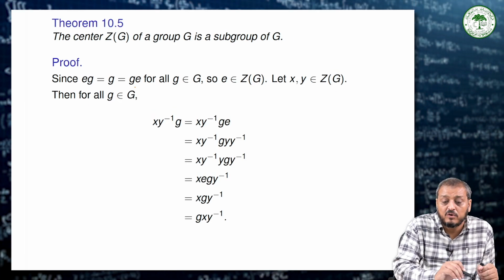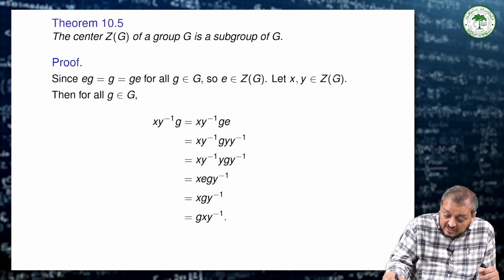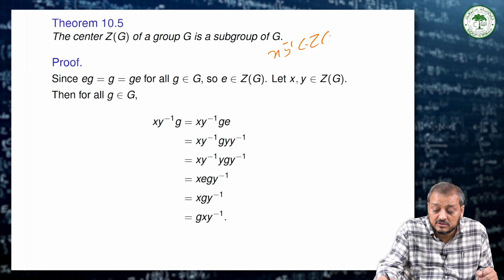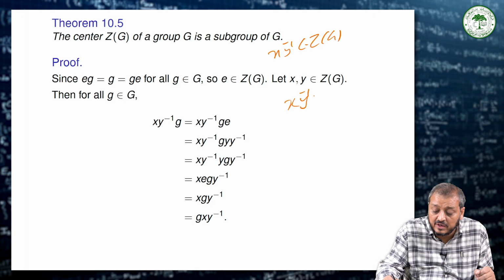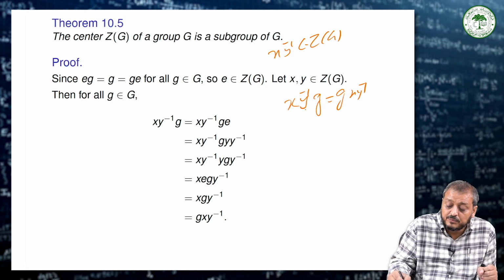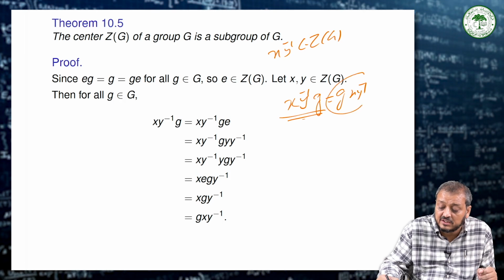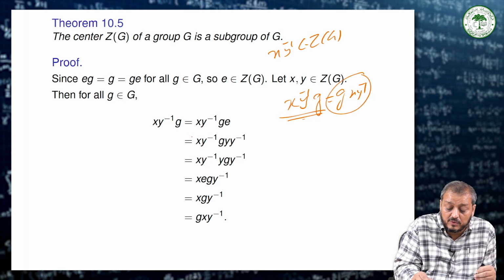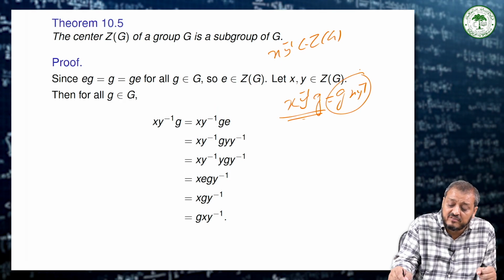Then for all G belonging to G, we have to show that XY inverse also belongs to ZG. That means we have to show that XY inverse times G is equal to G times XY inverse. So let us begin with this condition. We start from the left hand side and show that the right hand side is possible. Since X and Y are elements of ZG, they commute with every element of G.